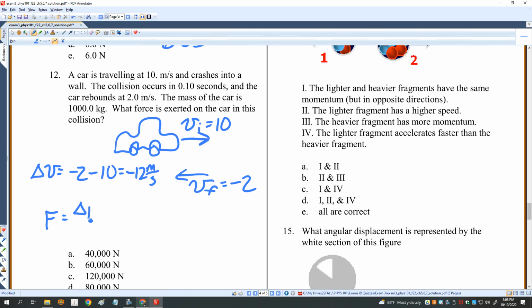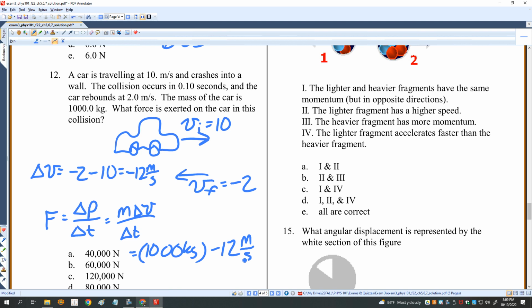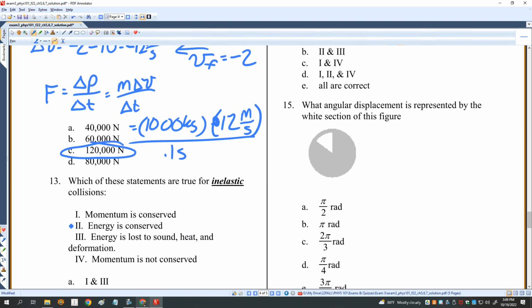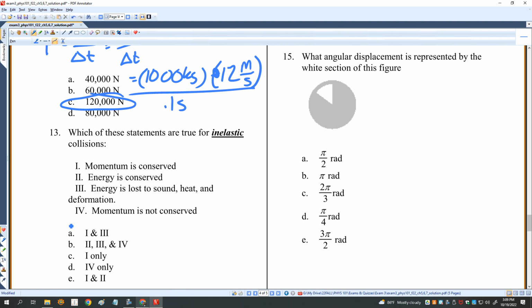So that's going to be delta P over delta T, or M delta V over delta T, which is going to be 1,000 kilograms times delta V, which is -12. I'm just looking for the magnitude. I didn't say whether it was moving to the left or the right, so I'm just going to get rid of that negative. It's not important for me. And then over delta T, which is 0.1 seconds. So it's 12,000 over 0.1. That's 120,000.